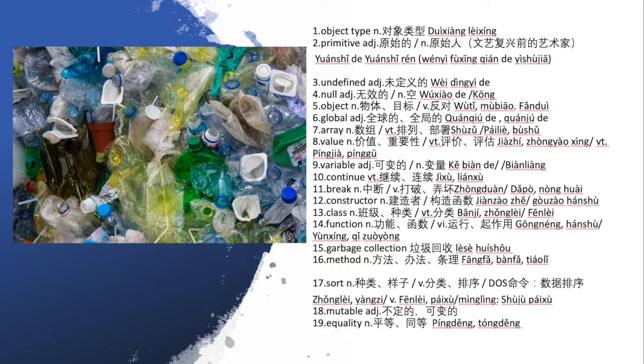Next word is object. The noun is 物体, or we can say 目标, and the verb 方对. This word is also very useful in programming. We can look at these objects and call them 物体, or say here are a lot of 物体 or 目标.